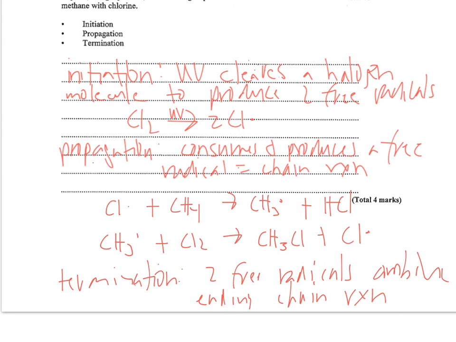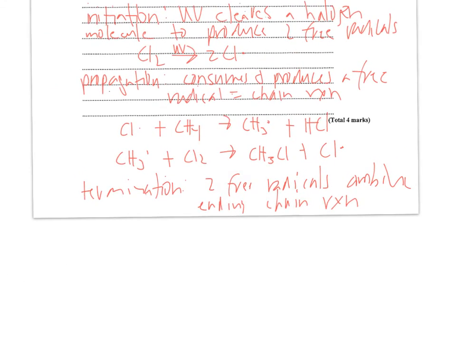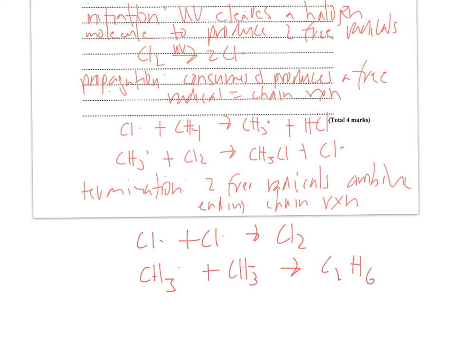So a common terminating step is if two of the chlorine free radicals simply recombine to remake the halogen, or you could have two of the CH3 free radicals combine to form C2H6, a variety of different combinations, but it's two free radicals combining and ending the chain reaction.